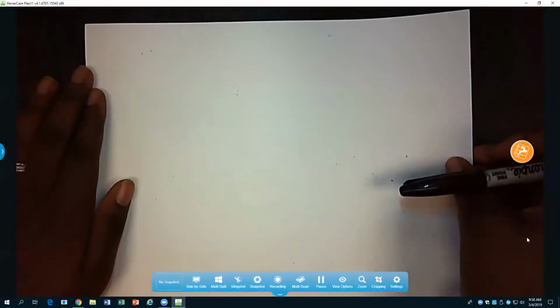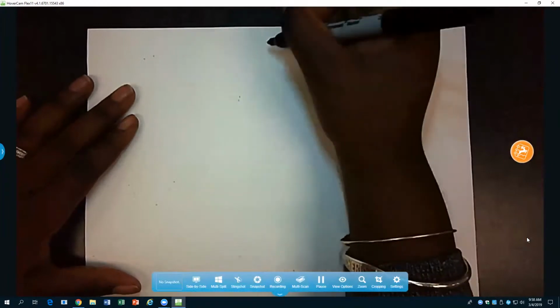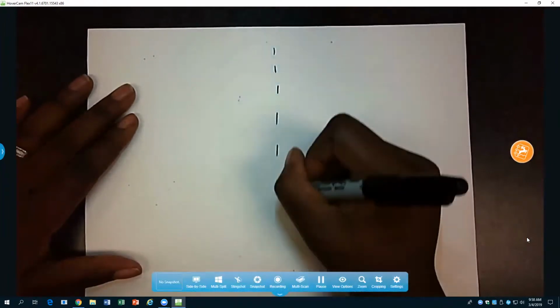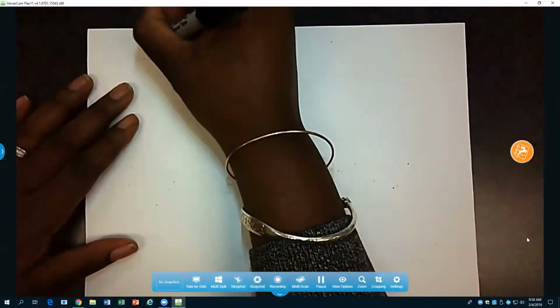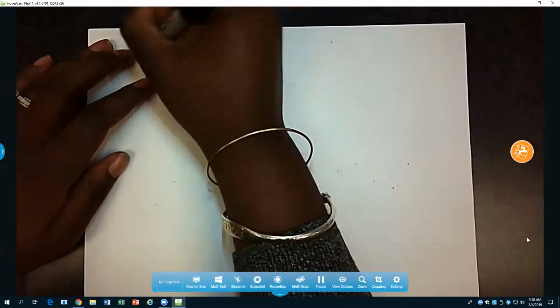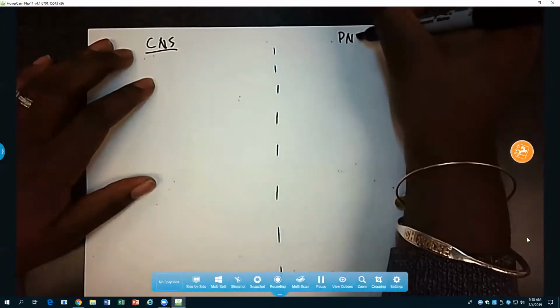The last thing we're going to review is really the big picture of the nervous system. And this is really the last topic that we talked about on Friday, which is how the central nervous system differs from the peripheral nervous system, but how they communicate. So this would be the central nervous system. This would be the peripheral nervous system.